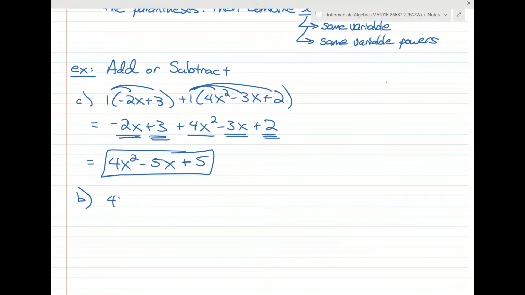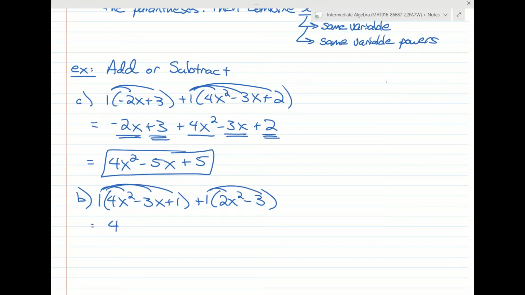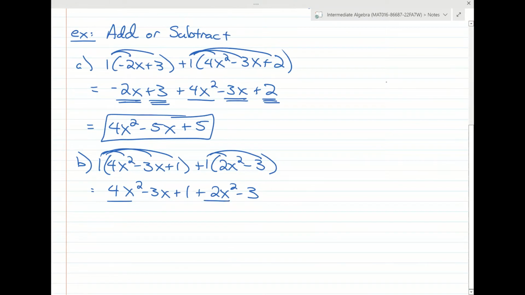What if we had 4x squared minus 3x plus 1 plus 2x squared minus 3? Distribute the 1 in front. Similar to the problem we just did. When we look for any x squared terms, the x terms. Well, let's hope there's only one. And then the numbers.